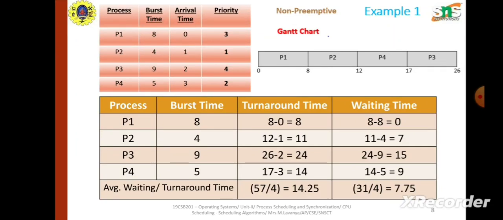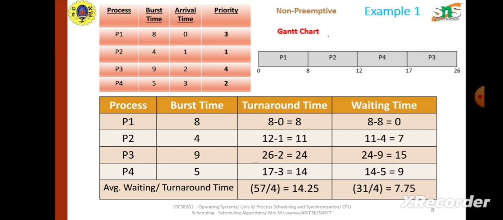These are the processes P1, P2, P3, P4 arriving with their burst time, arrival time and priority. In this, process P1 arrives first, at the time of 0 milliseconds, right? So process P1 will be allocated the CPU for its execution.